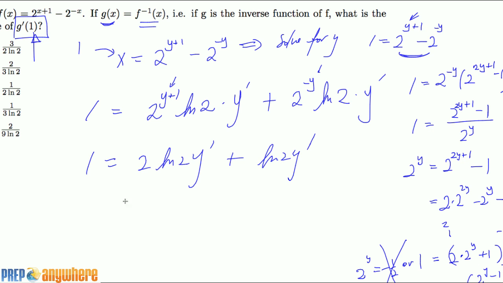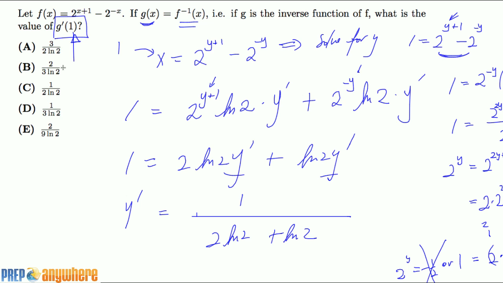And then what is that? It's y prime. You can factor out y prime, so you get 1 over 2 ln of 2 plus ln of 2, 3 ln of 2. The answer is D, sorry, D, because I had a 2 at the top.